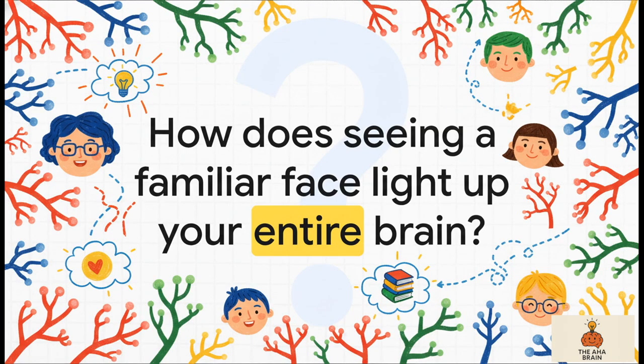All right, let's kick things off with a question. It seems so simple on the surface, but the answer is just, well, it's fascinating. So, think about this for a second. You see a familiar face, maybe a friend across the street, and in less than a second, bam, recognition, emotion, memories, it all just floods your mind. How on earth does your brain do that?